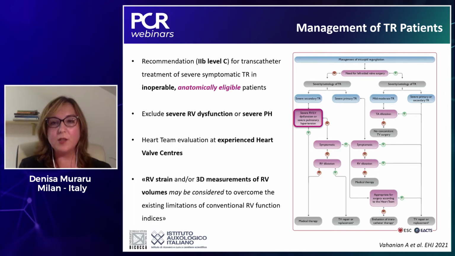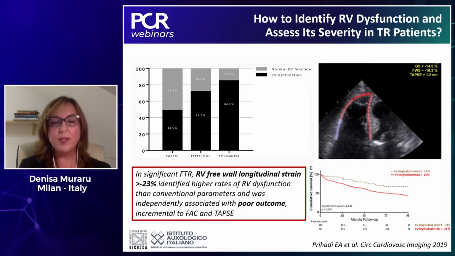Finally, according to the guidelines, it is important to assess and to exclude the presence of severe right ventricular dysfunction and severe pulmonary hypertension for eligibility for the procedure. But the guidelines do not mention how to actually measure the RV, or what a severe RV dysfunction is. And one of the very few indications in the ESC guidelines is to use strain and 3D measurements of the RV volumes, which allow us to overcome the limitations of conventional right ventricular function indices.